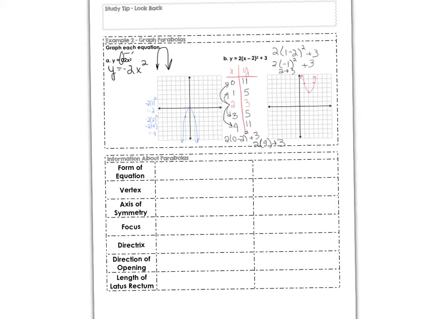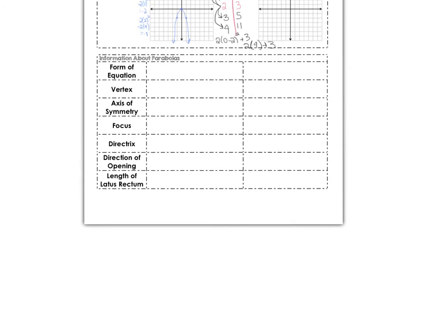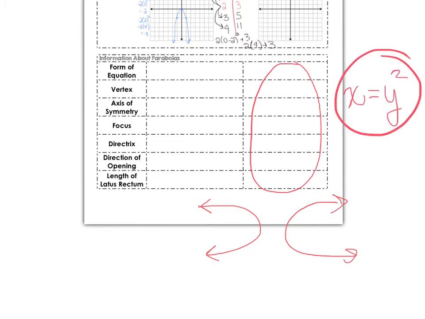Now, it's going to be super important that you recognize in this next column, you have a chart. And in this next column, you're going to be introduced to the horizontal parabola. Now, horizontal parabolas are going to be different. They're going to open to the right and to the left. And rather than being set equal to y, these equations will be set equal to x, okay?